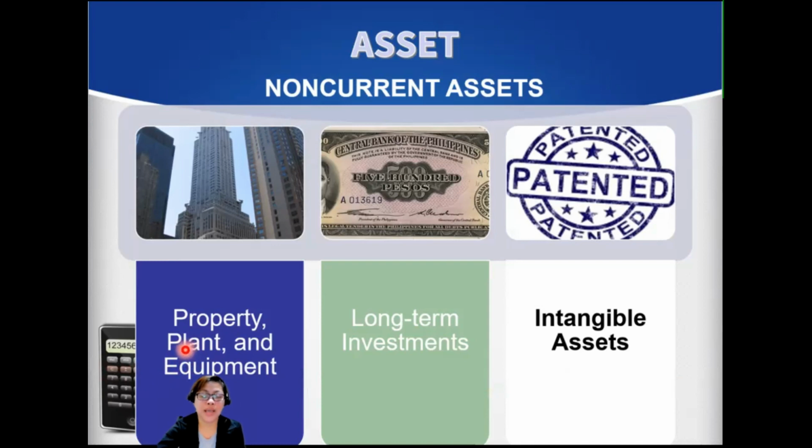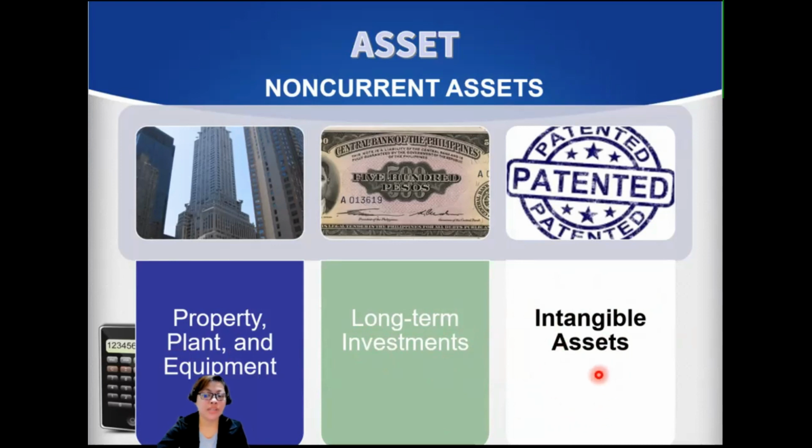Accumulated depreciation represents the decrease in value of a fixed asset due to continued use, wear and tear, passage of time, and obsolescence. So it is a deduction to the cost of the related fixed assets. Then another non-current asset is the long-term investments. Long-term investments are investments for long-term purposes such as investment in stocks, bonds, properties, and funds set up for long-term purposes. Then we have intangible assets.